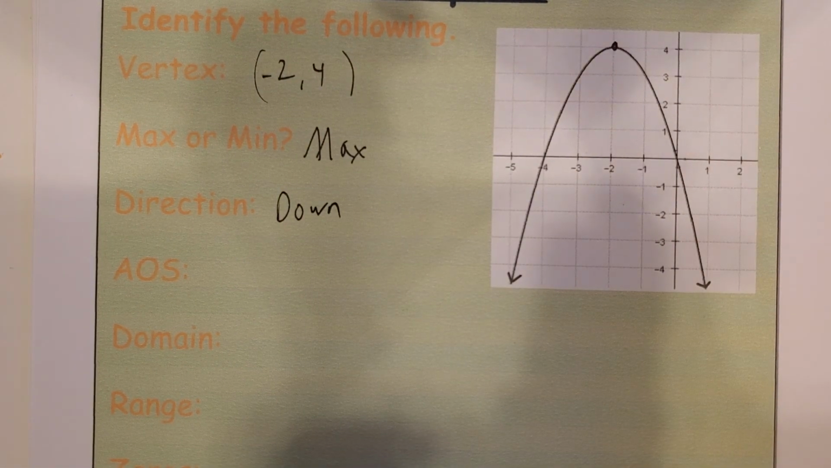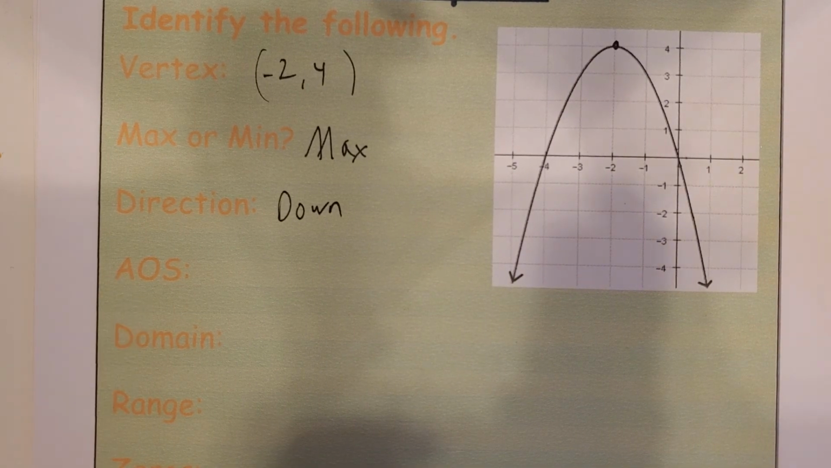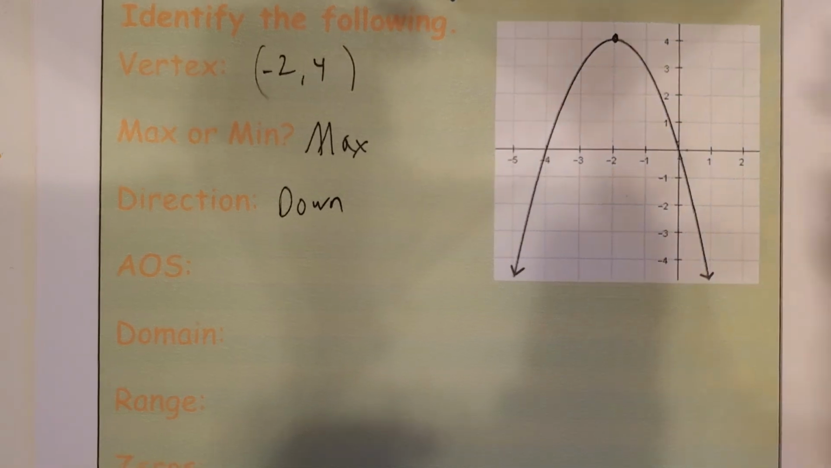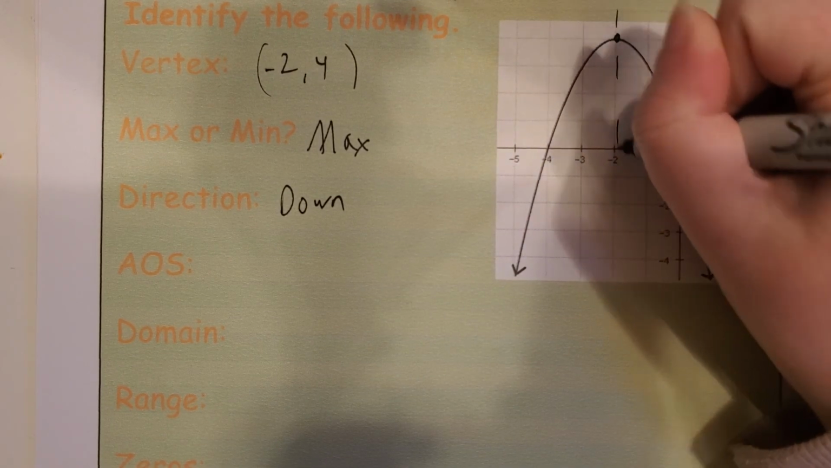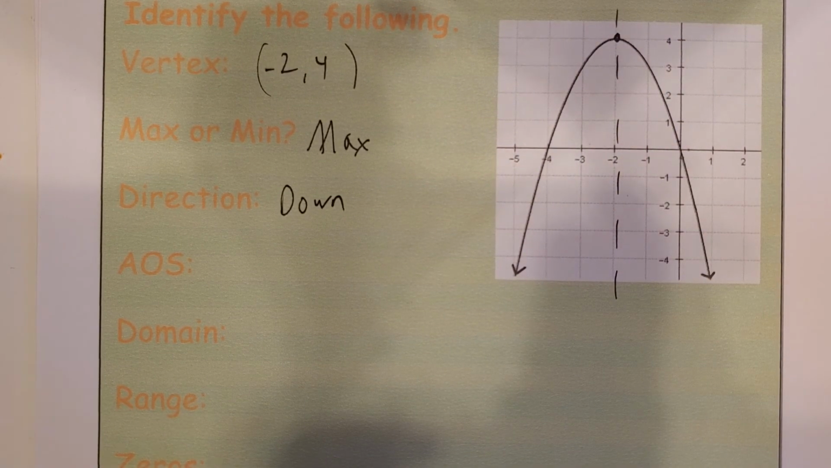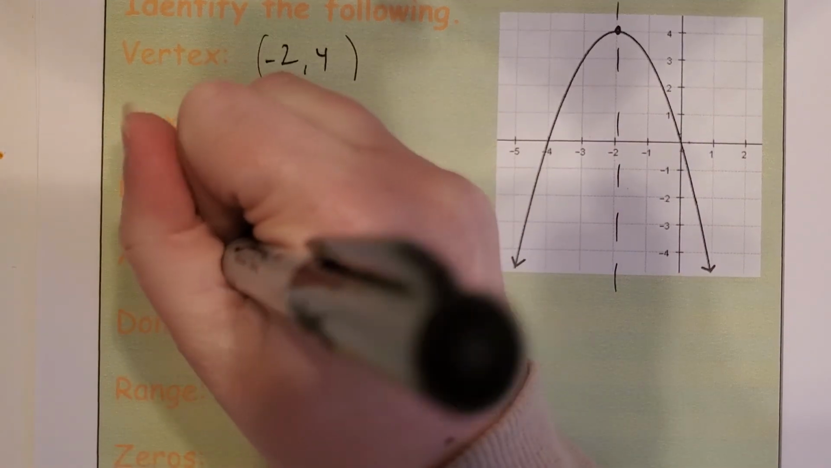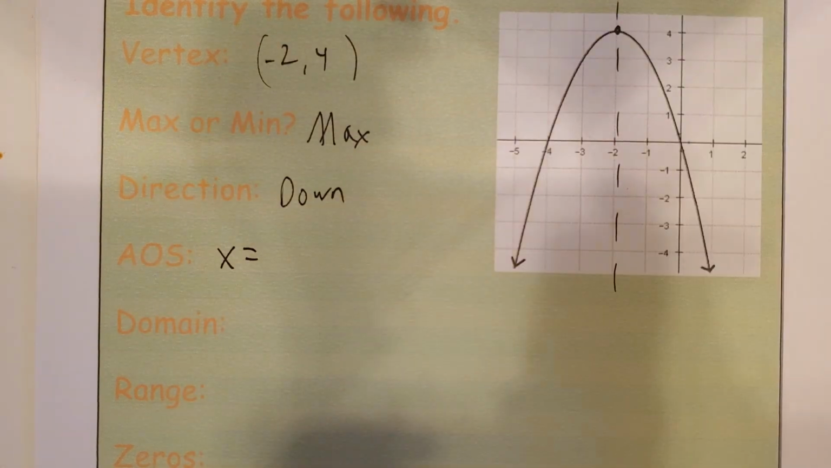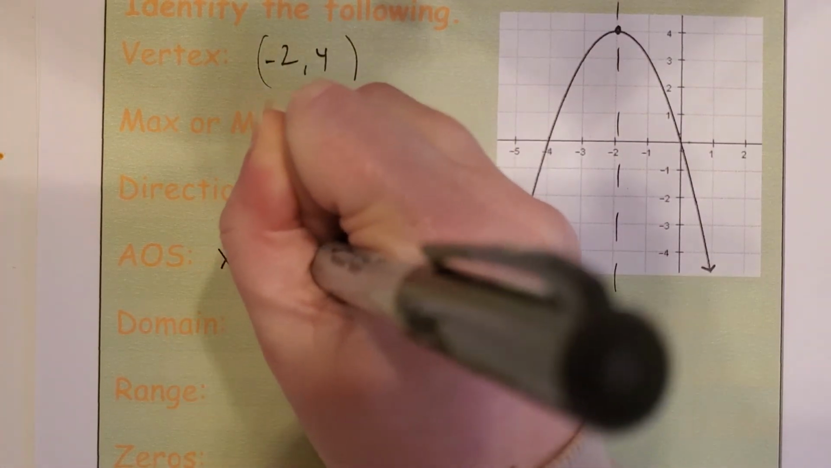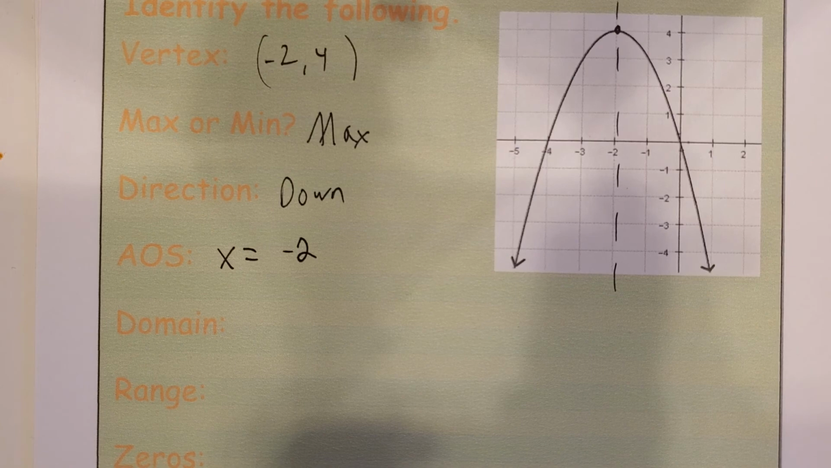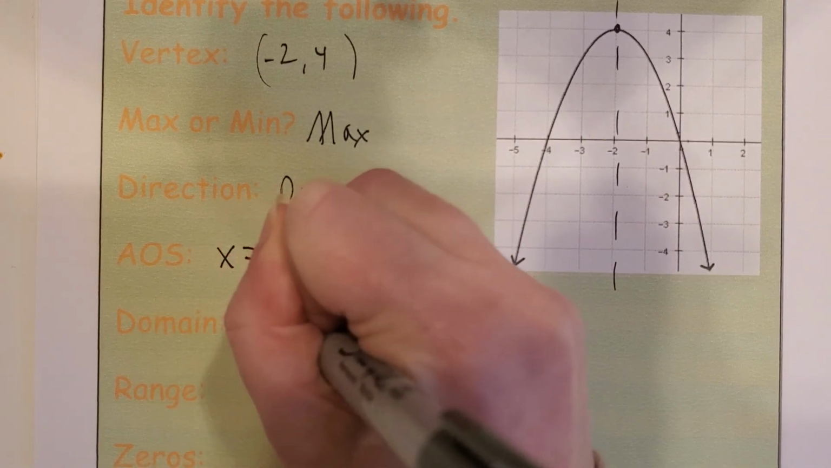The AOS, or the axis of symmetry, we should be pretty comfortable by now realizing that that is the x value of the vertex. It is also the line that splits the parabola perfectly in half. And because it is a line, we do want to write it as an equation like we did many months ago. Because it's a vertical line, I've said this a million times at this point, it's going to be x equals whatever that number is. So in this case, it's x = -2. Domain is always going to be all real numbers.